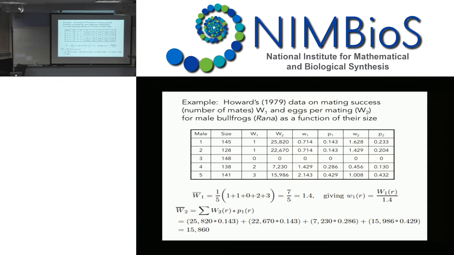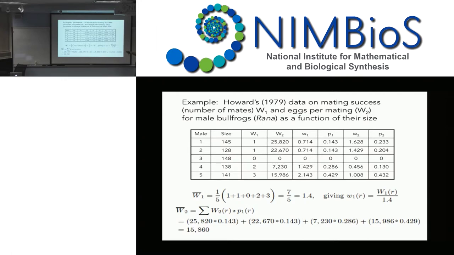What's the relative fitness? Well, the relative fitness is basically the number of mates relative to the average number of mates per individual. 1 plus 1 plus 0 plus 2 plus 3 divided by 5 individuals, the average number of mates is 1.4. So even though these individuals had one mate and have higher fitness than here, they still have a lower fitness than the overall average. So their relative fitnesses are 0.7, 0.7, 0, 1.4, and 2.1.